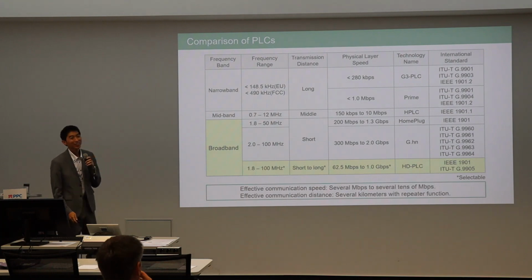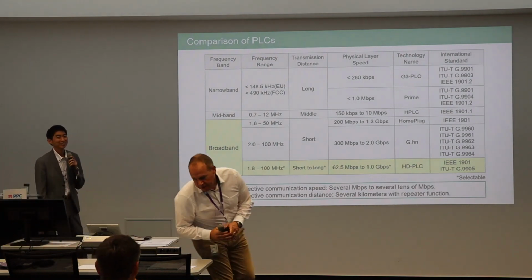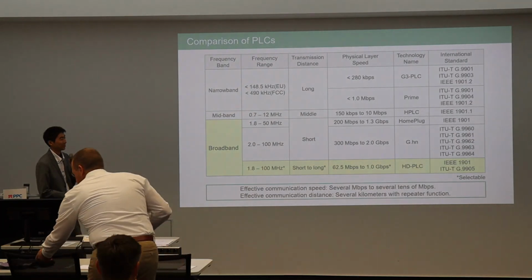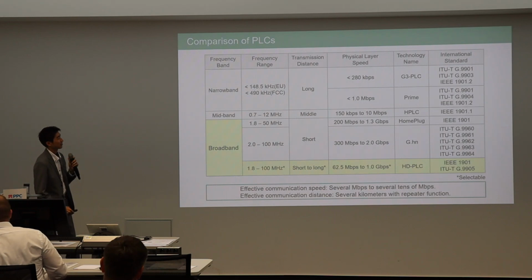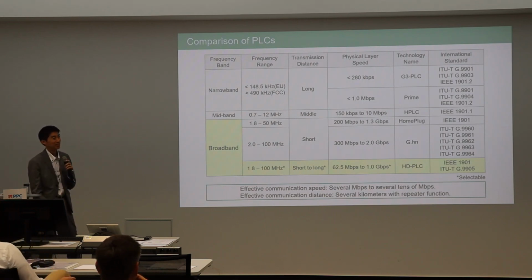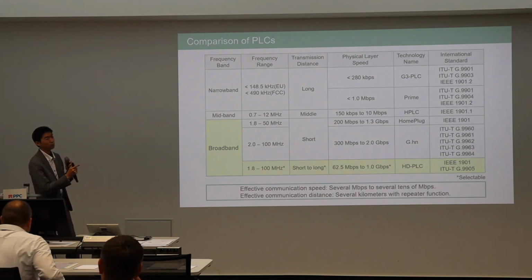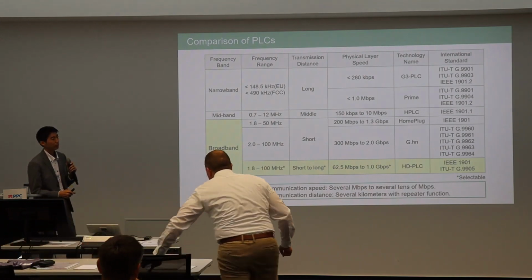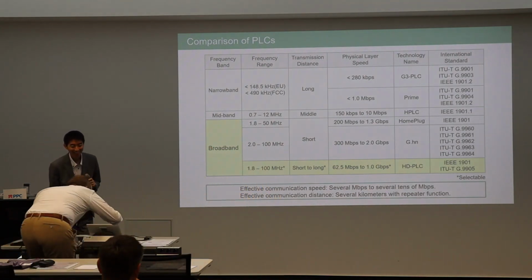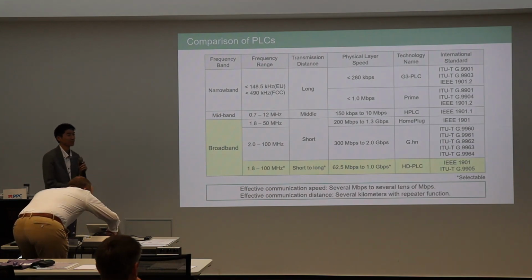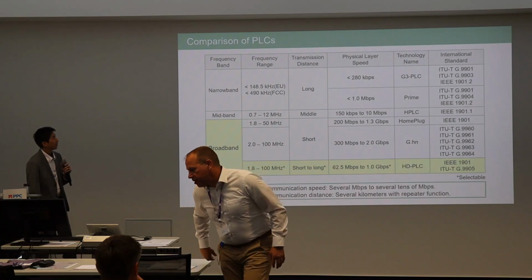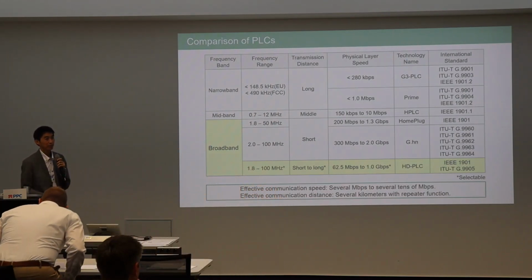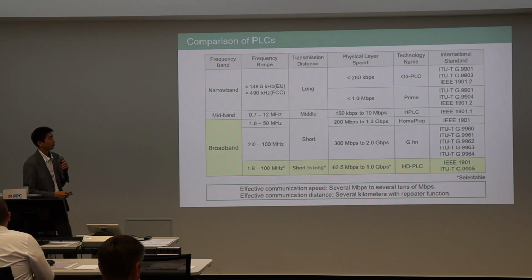Power line communication technology can be divided into 3 categories: narrowband, midband, and broadband. Narrowband PLC is characterized by its long communication distance and low speed. Examples of narrowband PLC include G3 PLC and PRIME PLC. Midband PLC is faster than narrowband PLC. An example of midband PLC is HD-PLC.